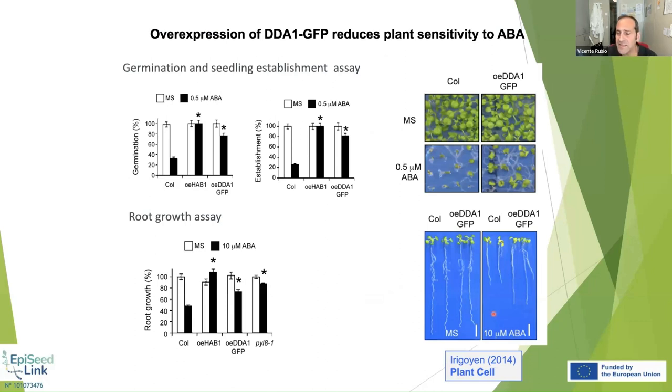So what does it mean? It means that this degradation of PYL9 triggered by DDA1 means that DDA1 has a negative role in controlling ABA perception. And this is what you can see here. So plants that overexpress DDA1 are more tolerant to ABA.